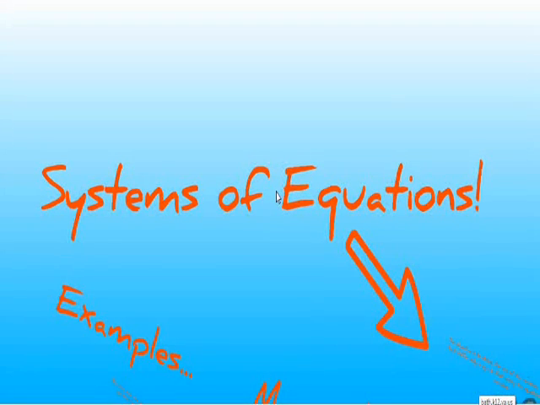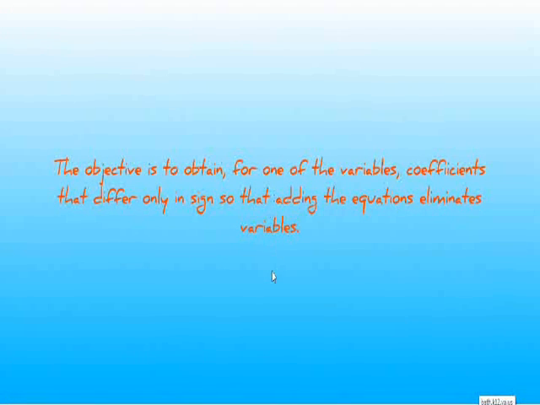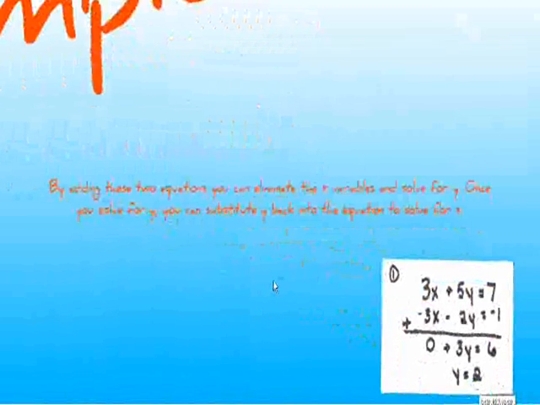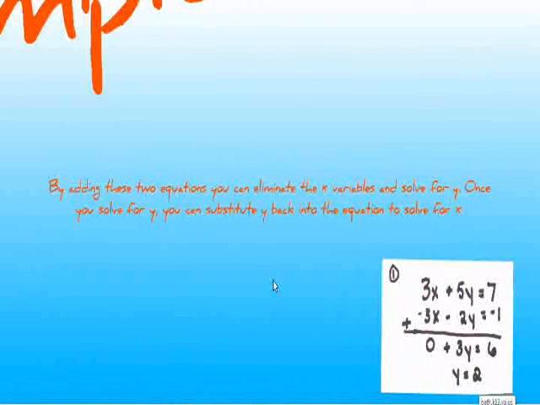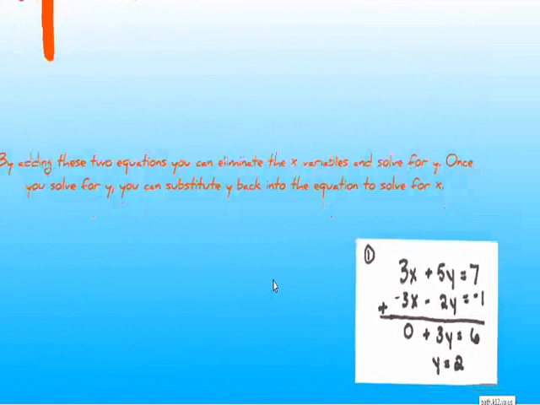But before we discuss that, we would like to tell you a little bit about systems of equations so that you can understand elimination. The objective is to obtain, for one of the variables, coefficients that differ only in sign so that adding the equations eliminates the variable. Some examples of this: by adding these two given equations, you eliminate the x variables and solve for y. Once you solve for y, you can substitute y back into the equation to solve for x.